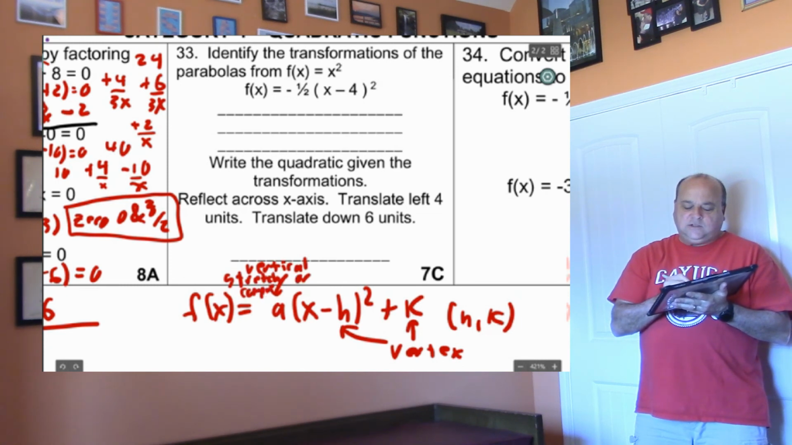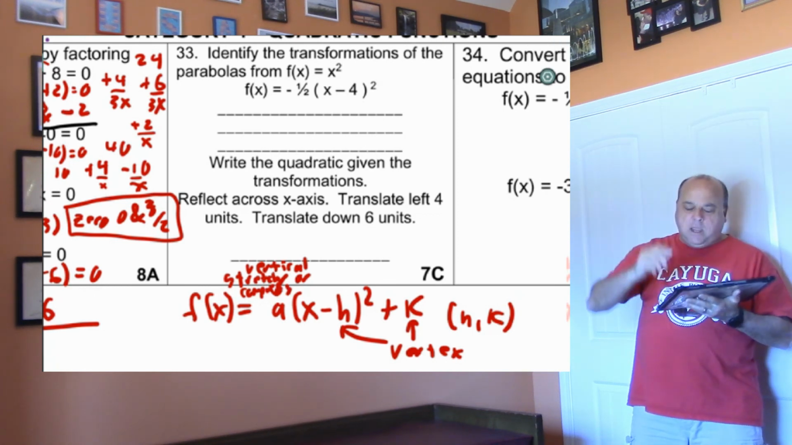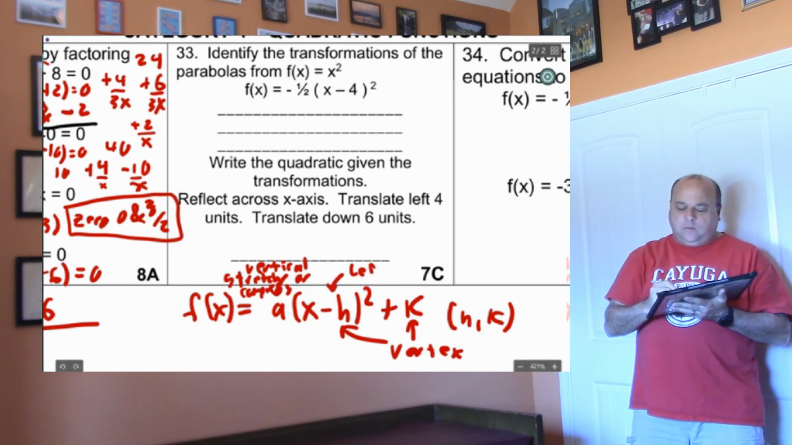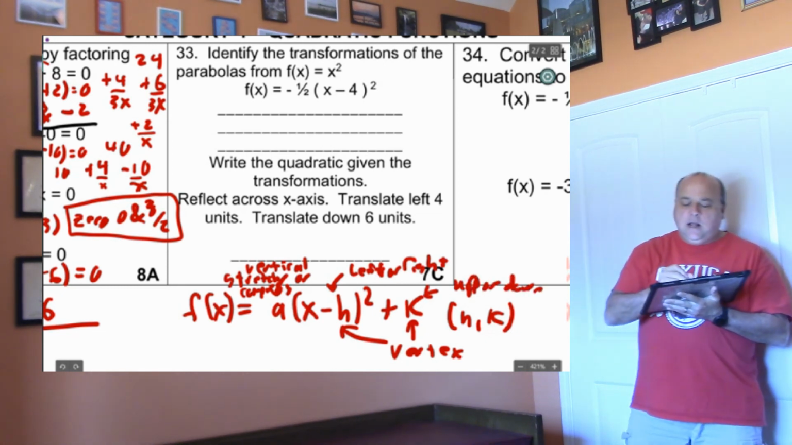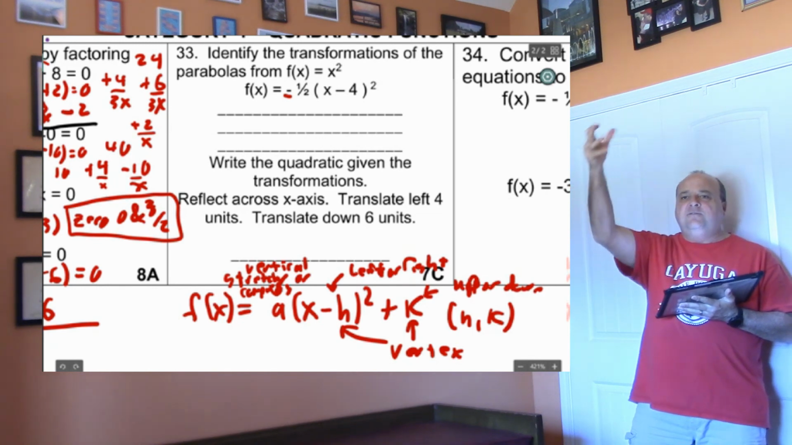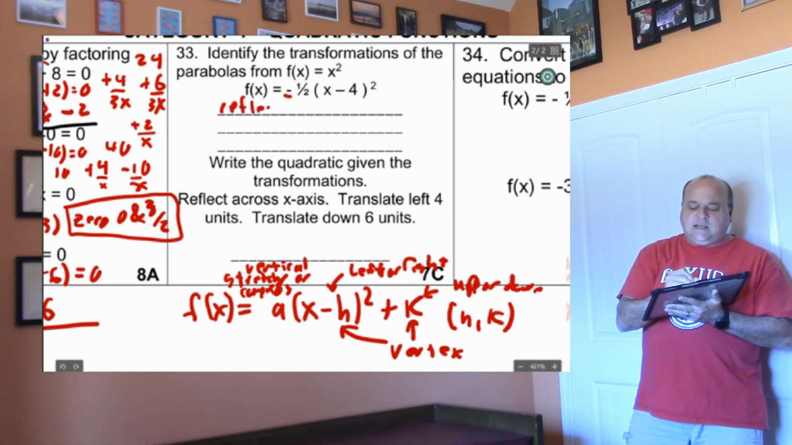I know I'm writing kind of sloppy in here. So the a term is either going to stretch it or flatten it. The h is going to move it left or right, and it's opposite, right, since it's negative. And the k is going to be up or down. Okay, so let's look right here. We have the negative. The negative flips it. You should remember that from the graph. So we reflect across the x-axis.